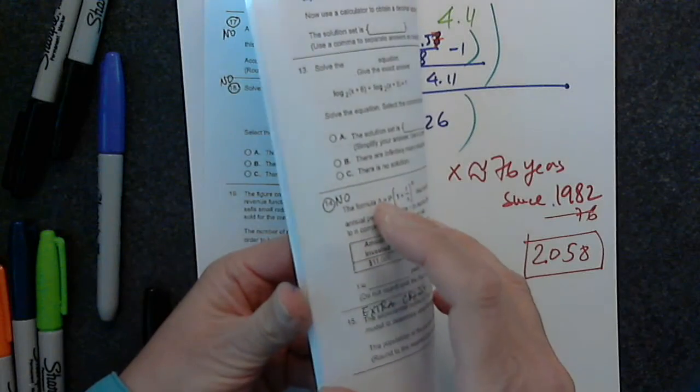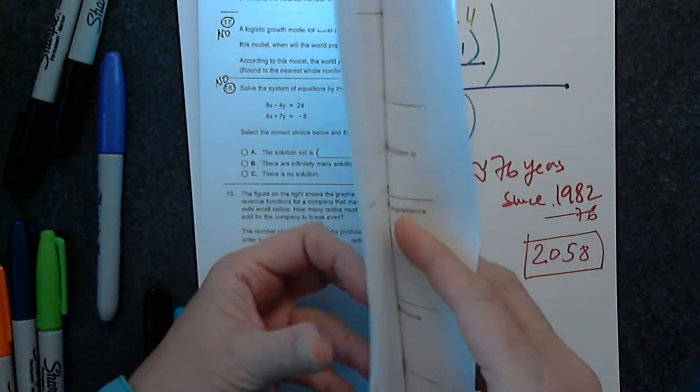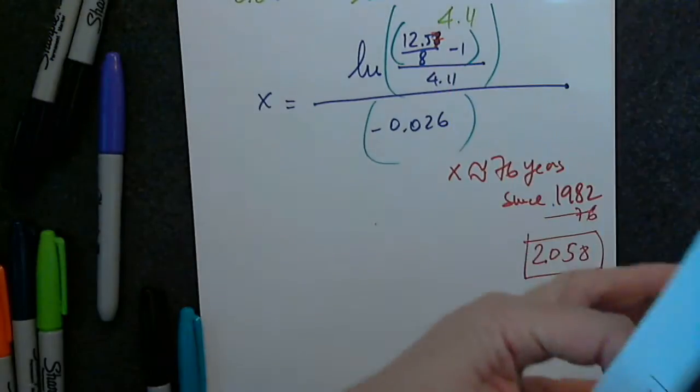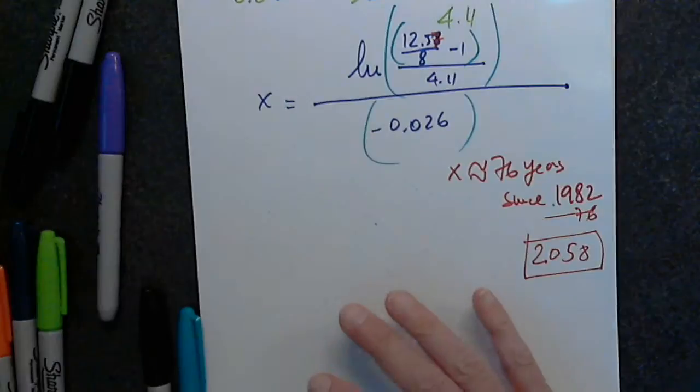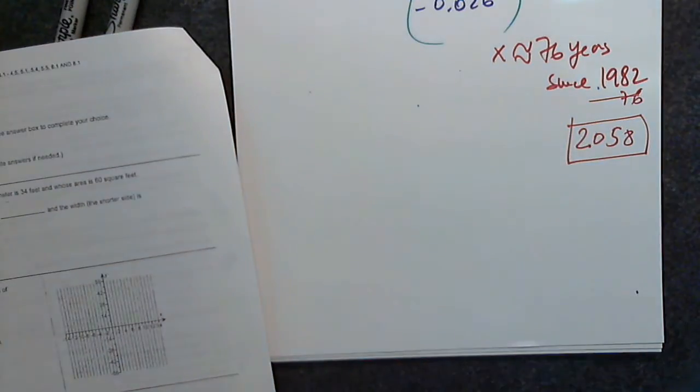22? Let's do 22. Where is 22? Oh, yes, I'm sorry. My apologies. Yes, we forgot about 22. Let's look at 22.